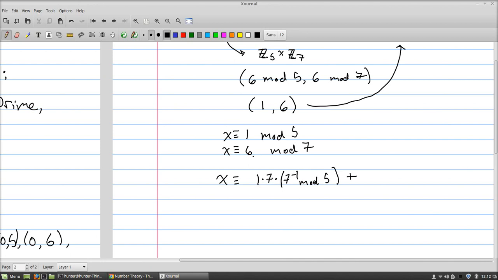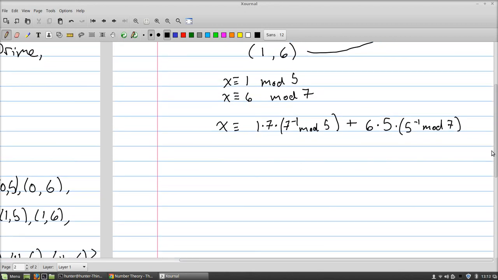But now we have the issue that x is also supposed to be congruent to 6 mod 7. So we'll just add a 6 here, and we want this 6 to disappear when we're considering things mod 5. So we'll multiply in a 5, and that will make this part vanish when we evaluate mod 5. Unfortunately, multiplying by 5 messes things up down here, mod 7. But we can fix that by multiplying by 5 inverse mod 7. Okay, so this is really nice.